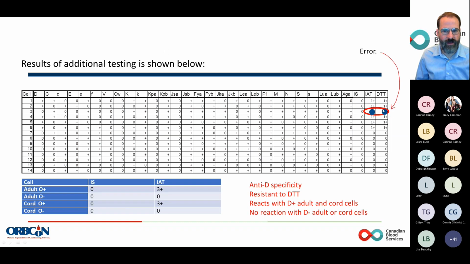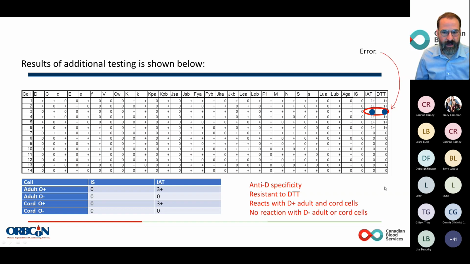So if we go through here, the fact that this is still reacting after DTT treatment really rules out an LW, and that's further ruled out by the cord reactivity we're seeing. These O negative cord cells will have LW expression that's high, so they should be reacting with an anti-LW specificity. So we can rule that out with these two results.